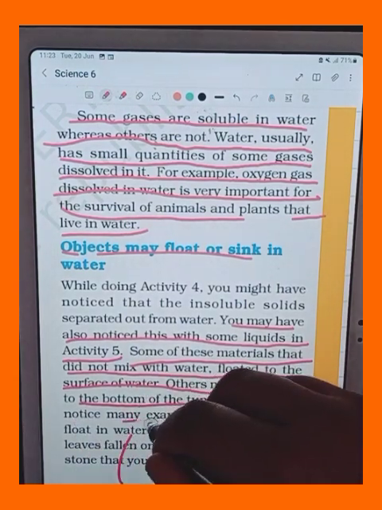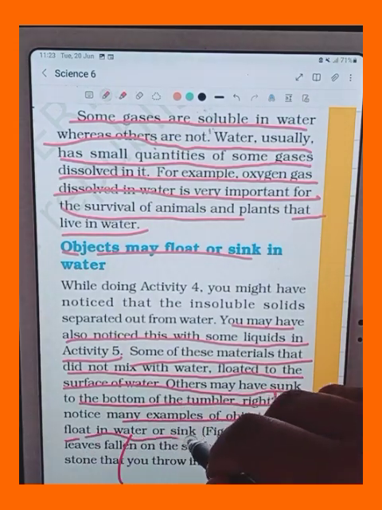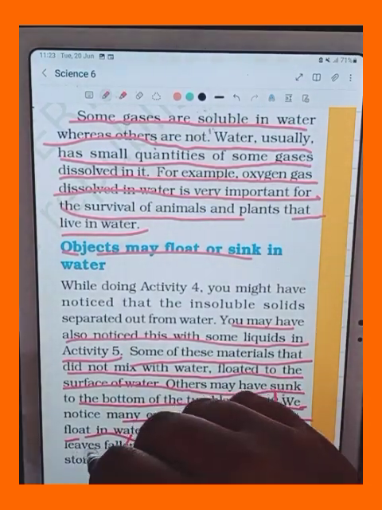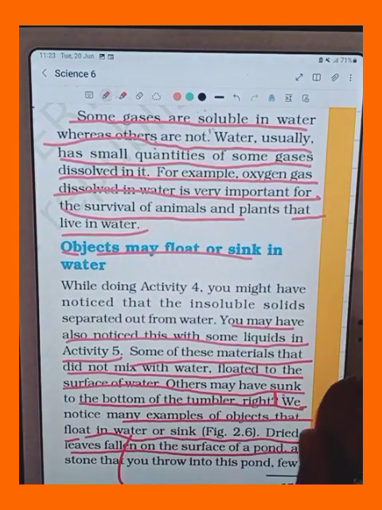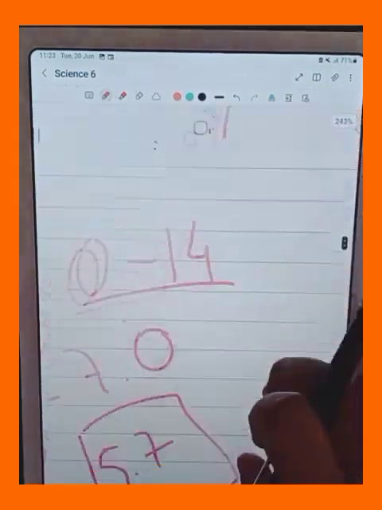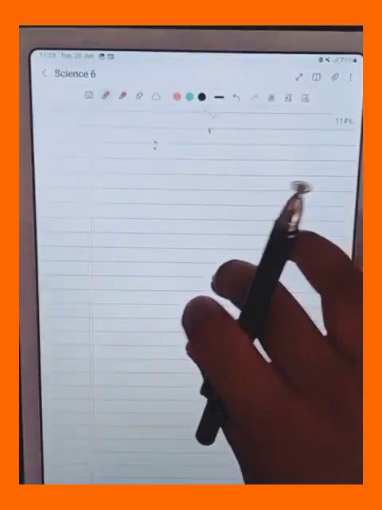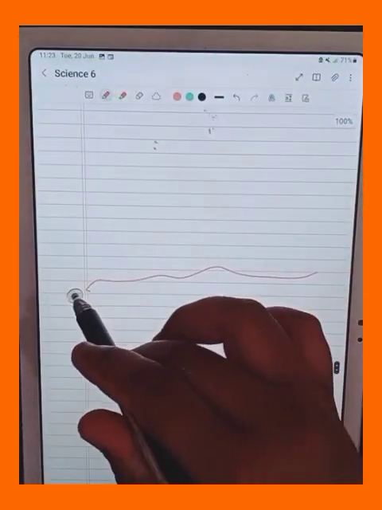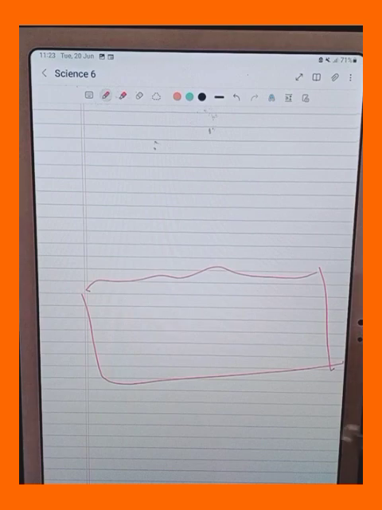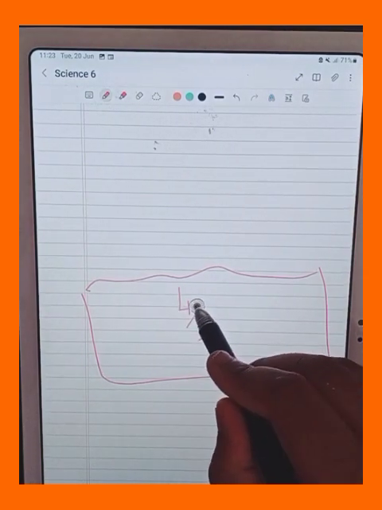We notice many examples of objects that float in water or sink, like a dried leaf that falls into a pond and floats. Some simple knowledge, let me just draw here. Water has a density of 1 at above 4 degrees Celsius.